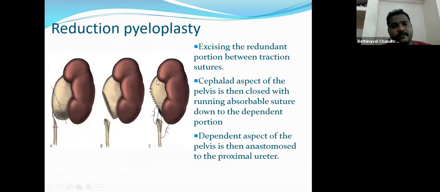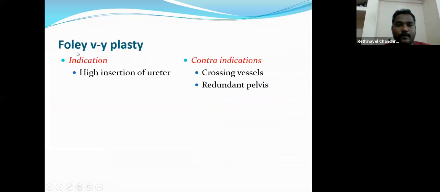And another one is reduction. The reduction follows the same principle as Anderson. In reduction, since there is a more dilated pelvis, they will remove some of the proximal cranial part of the pelvis, and the rest they will suture. Similar to Anderson, they are just reducing the pelvis, so it is called reduction pyeloplasty. So coming to non-dismembered, these two are the only dismembered ones which we routinely do in our practice: either a modified Anderson pyeloplasty or a reduction pyeloplasty.